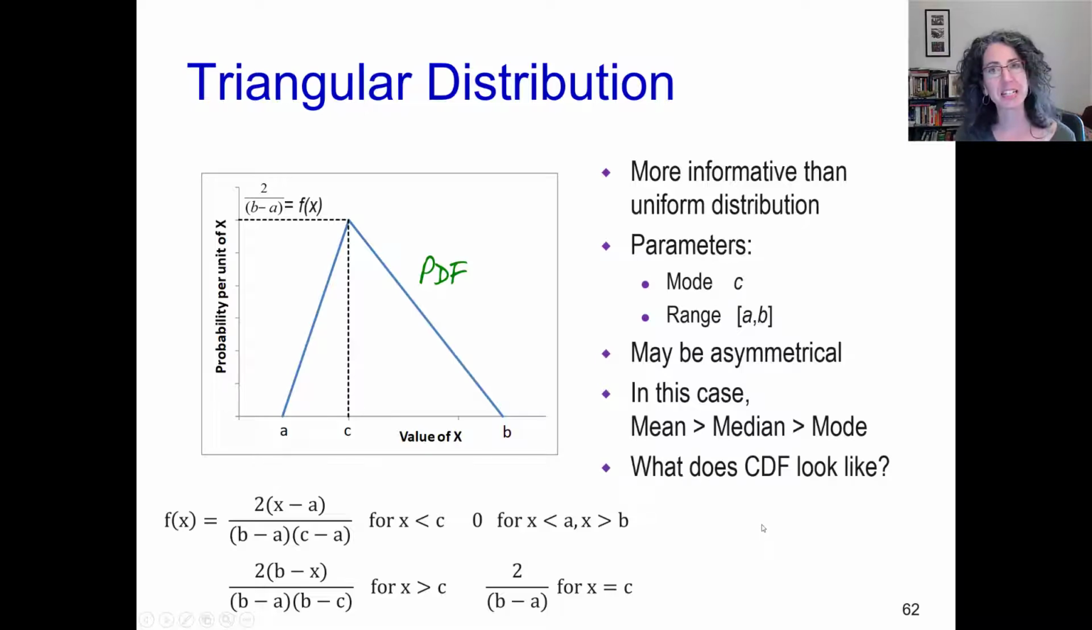If we think about what the CDF looks like, again, it's going to be 0 below the minimum value, and then as we move between A and C, we'll accumulate probability at an increasing rate and then switch to accumulating at a decreasing rate above C. So our CDF will look something like this, going from 0 to 1 on this right axis.